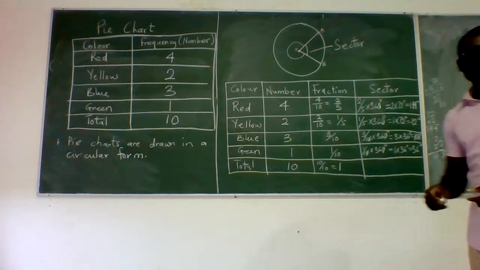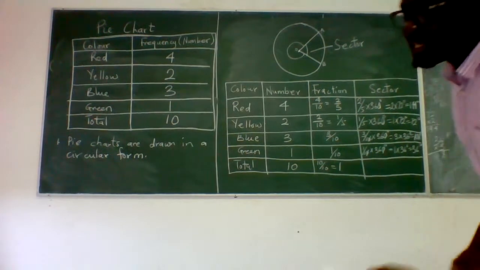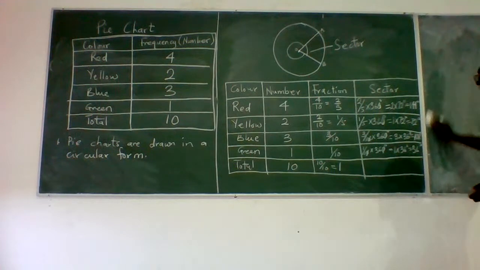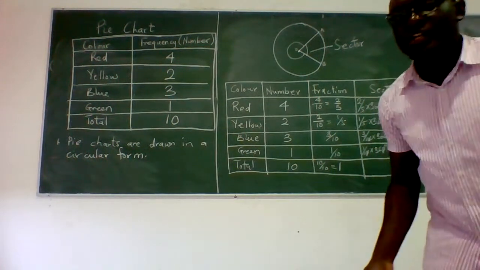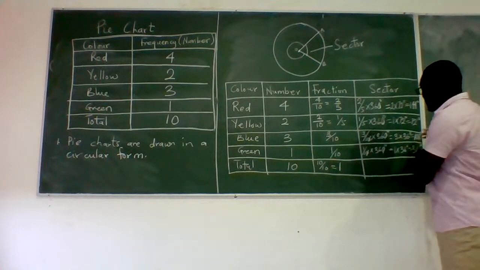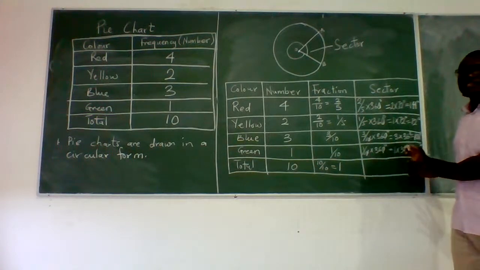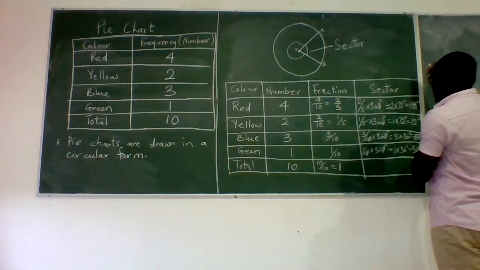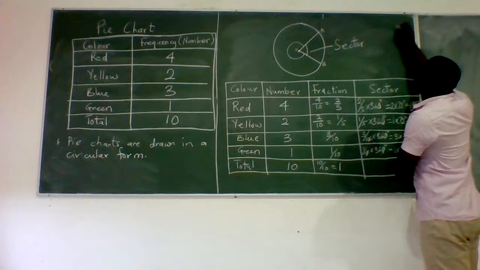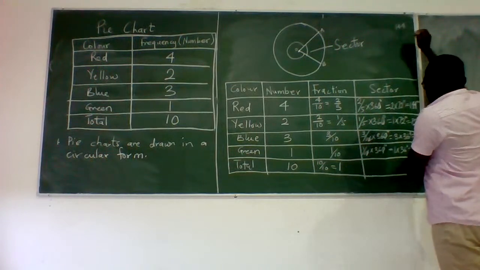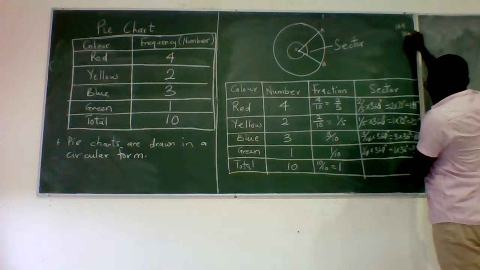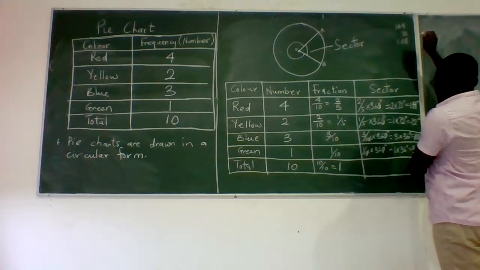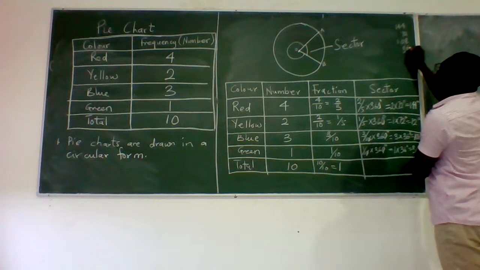Okay. So here too, our next challenge is to find out whether these sectors that we have calculated will really total 360 degrees, because that is what we are looking out for. So you just check it before you move on. So we have 144, we have 72, we have 108, and then we have 36.